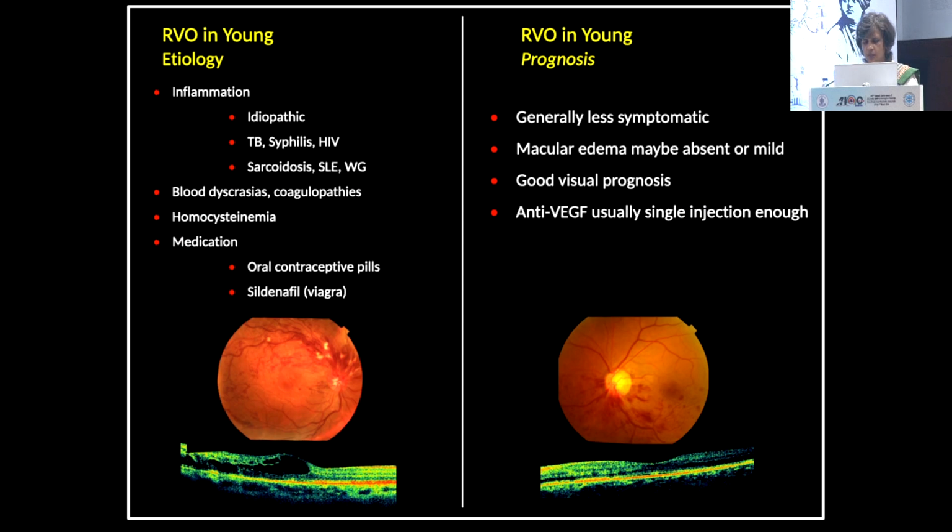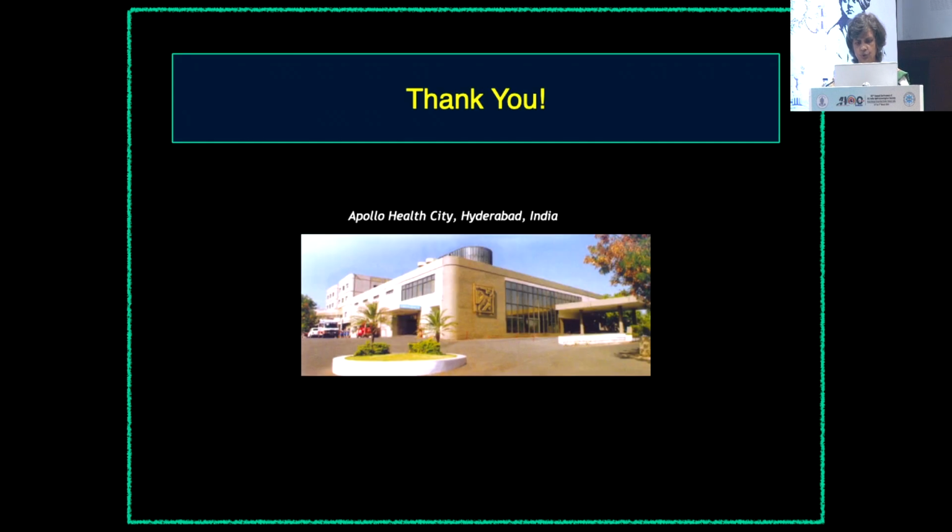And this is the last slide, on retinal vein occlusions in the young. They generally have a good prognosis, mostly idiopathic inflammation, though there could be an infectious etiology. More commonly, blood dyscrasias, homocystinemia, or medication, including oral contraceptive pills. Generally, they need just 1 injection and they recover and do not need any more treatment and get good visual acuity.